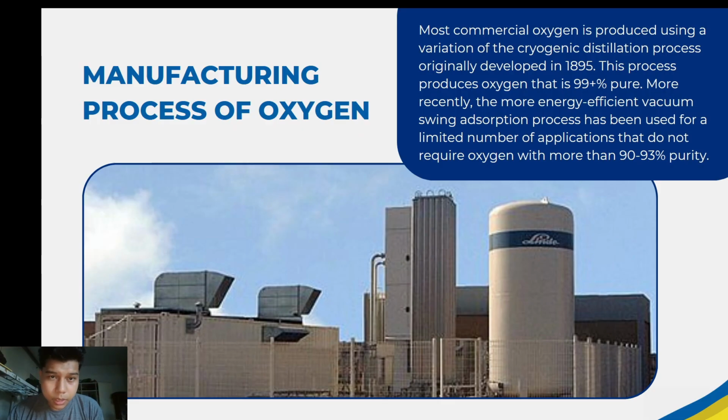Our second major product in the gas industry is the manufacturing process of oxygen. Most commercial oxygen is produced using a variation of the cryogenic distillation process originally developed in 1895. This process produces oxygen that is 99% pure. More recently, the more energy-efficient vacuum swing adsorption process has been used for a limited number of applications that do not require oxygen with more than 90 to 93% purity.